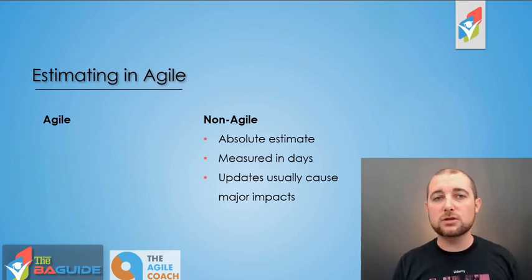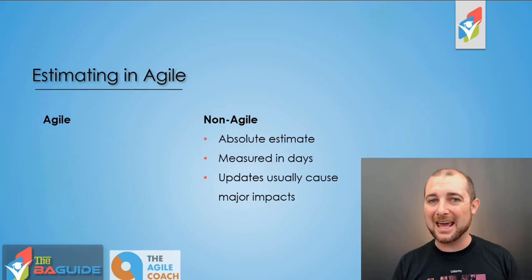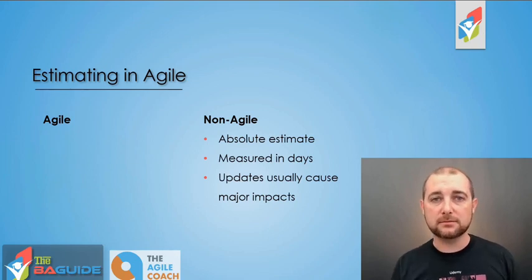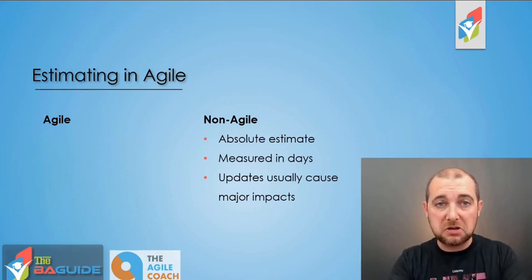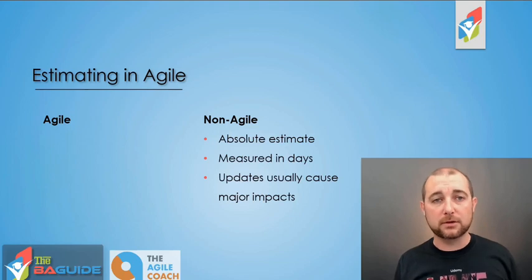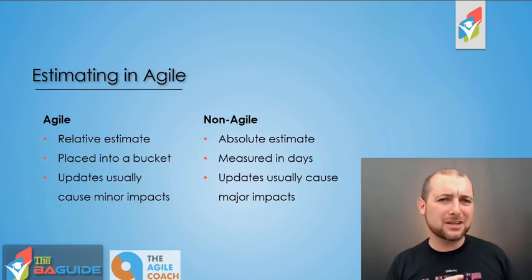So this is going to usually signify the number of days for the duration of that particular feature. I feel this particular feature is going to take me 3 days to complete. That would be an absolute estimate. You're giving a set number of days in this case for how long it's going to take to complete that particular feature. Agile is a little bit different.